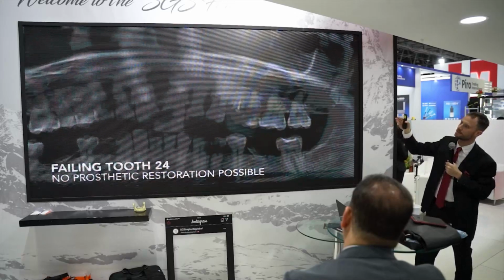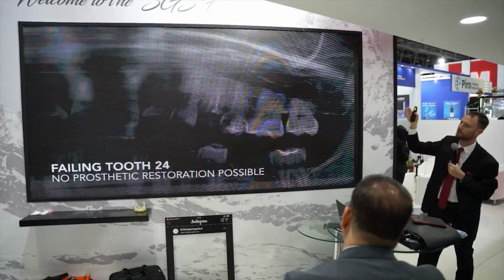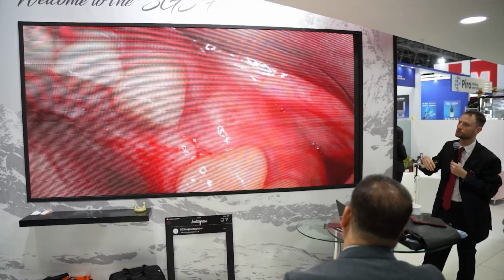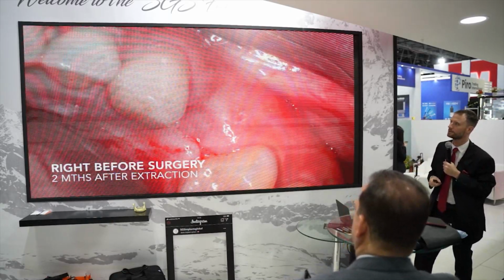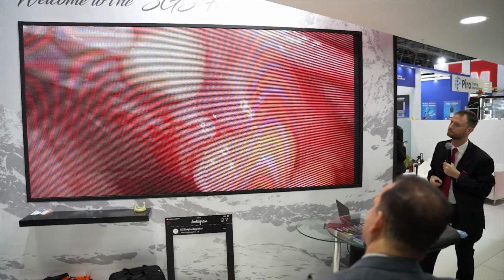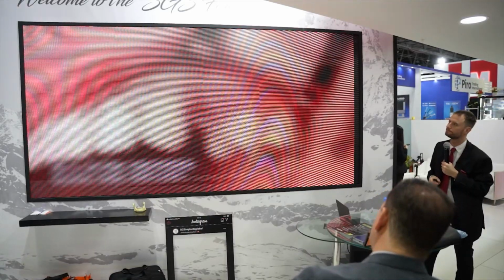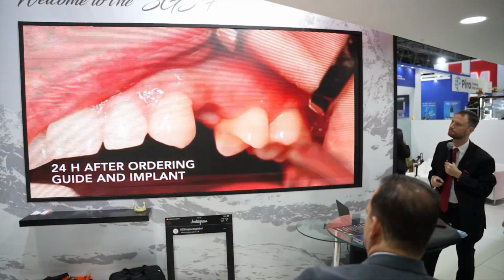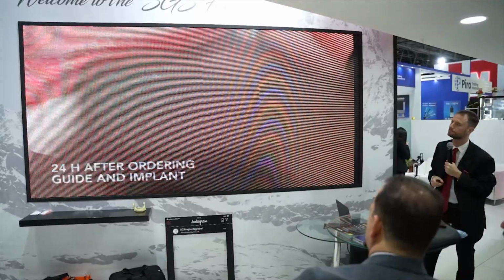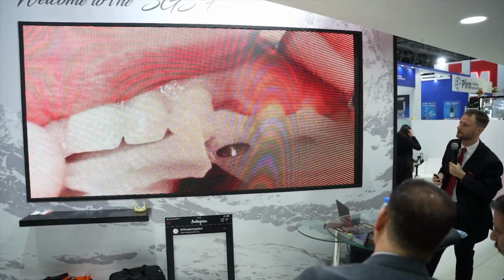So another case, we have a tooth, a failing root canal filling, failing tooth. You remove the tooth, you wait the healing time. And then you prepare for the implant. That's the guide going in.